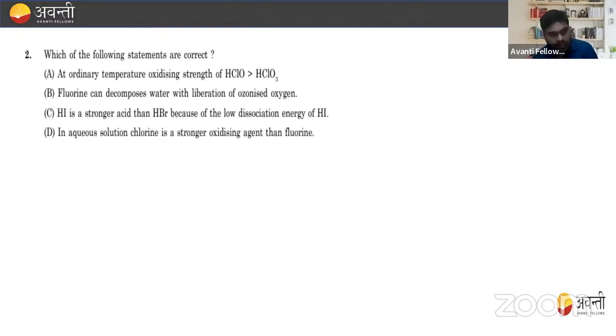In aqueous solution, chlorine is a stronger oxidizing agent than fluorine. This one is wrong, right? Because in aqueous solution, fluorine is the stronger oxidizing agent. So this one is incorrect. Rest all, that is A, B, and C, are correct.